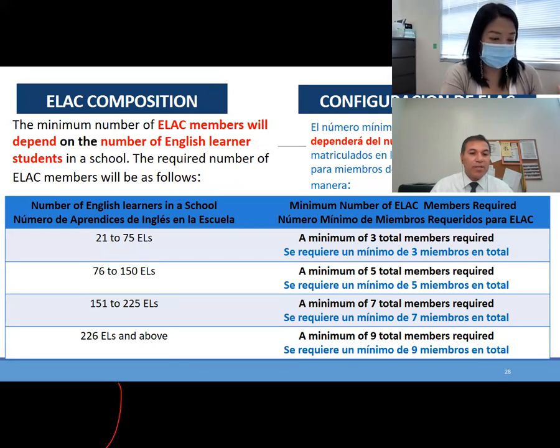So here we go. We are at 5 total members because we are between 76 and 150.